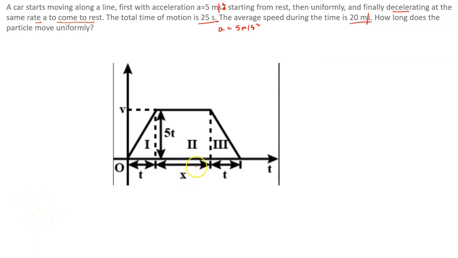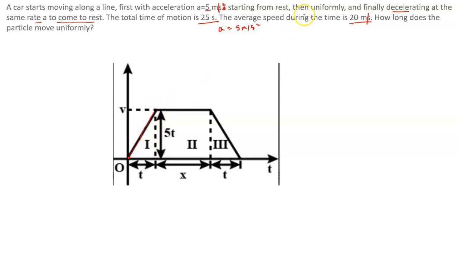So first part is that I'm drawing a graph. I'm taking a graph directly over here. It is starting from rest. Starting from the rest, velocity is increasing. This is the distance, that is 5t. Now velocity is 5 times t, t is the time. Total time is 25 seconds. The velocity increases with the first acceleration of 5 meter per second square, starting from the rest.